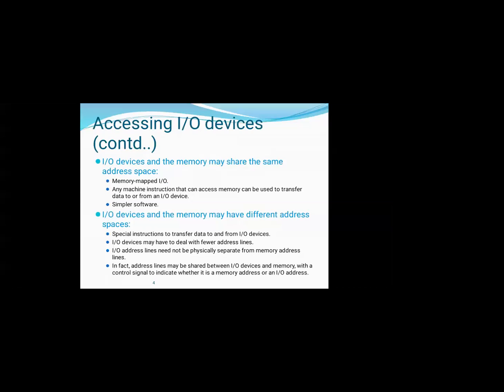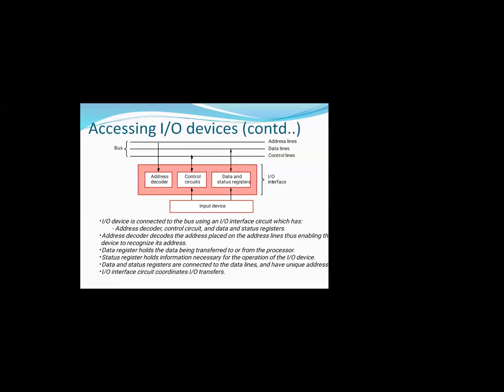IO device and memory may share the same address space. If the IO devices and memory are using the same address space, then it is called memory mapped IO. If IO device and memory are not using the same address space, and both are using different address spaces, it is called IO mapped IO. These are the two types of address space used.